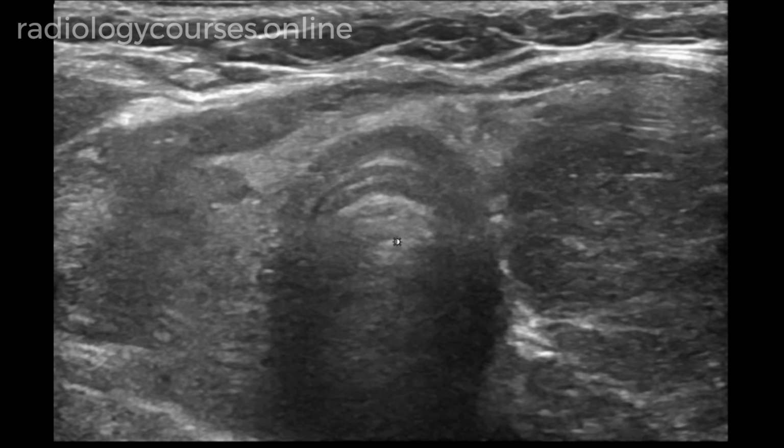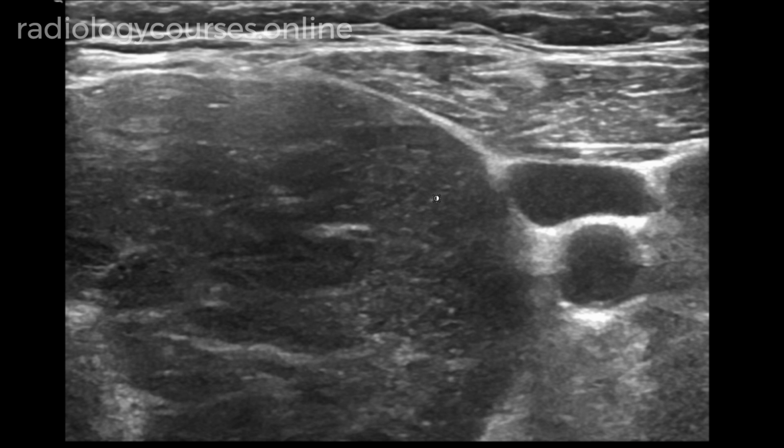Here we have a 75-year-old female with a history of recent onset of left-sided neck swelling. We have a transverse section of the thyroid, trachea in the center, right lobe and the left lobe. The right lobe was normal on the rest of the images, although it looks hypoechoic on this particular image. You can ignore that. The abnormality was only on the left side.